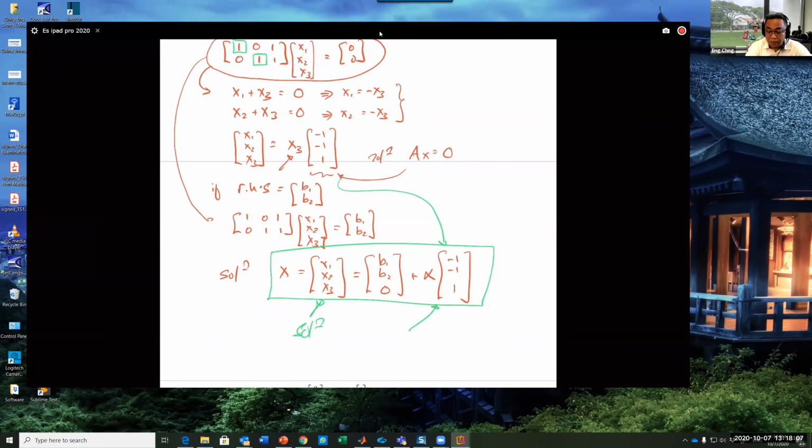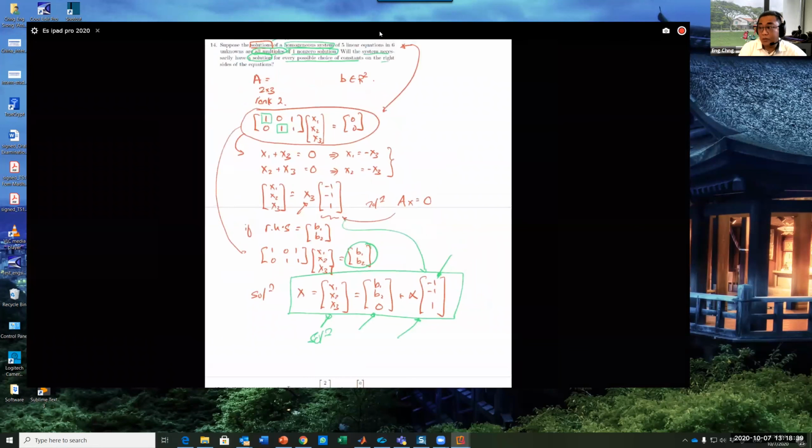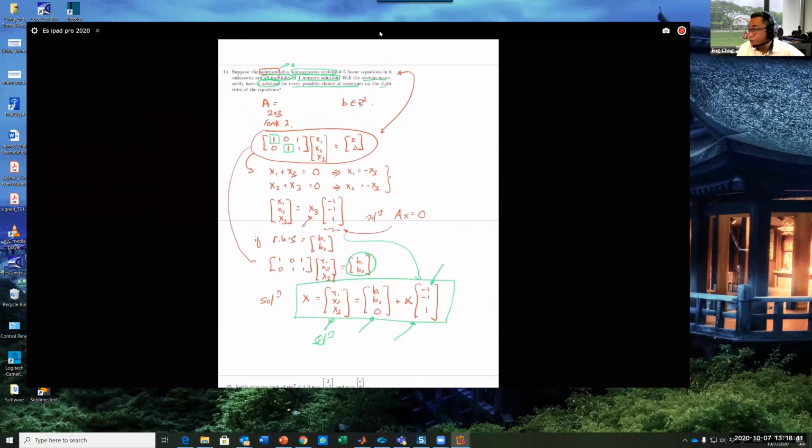Now, what it has revealed is that there is no problem to get the right-hand side, because in fact I just stick the right-hand side b1, b2, 0 as x1, x2, x3, and I would get the right-hand side for any b's. So for any b's on the right-hand side, I will be able to find a solution, and not only that, I have an infinite number of solutions because my null space is not 0. Okay, so this is the other way to look at it concretely. So question 14 is actually not so easy.